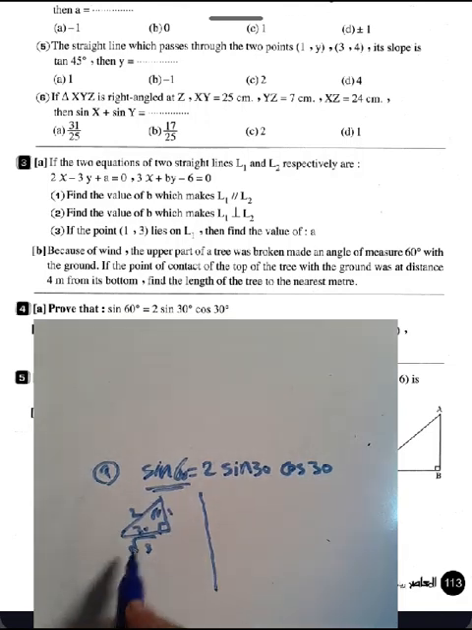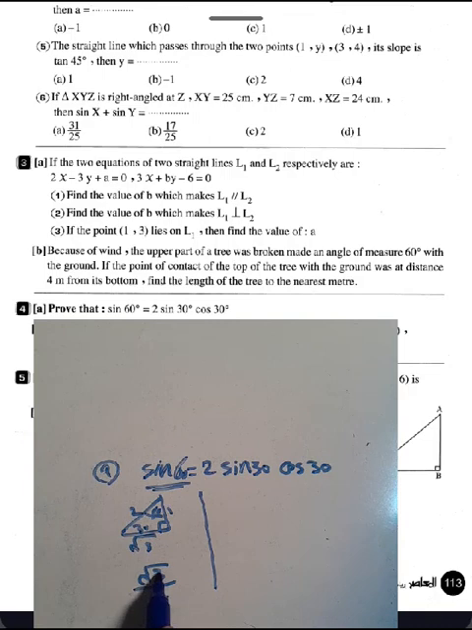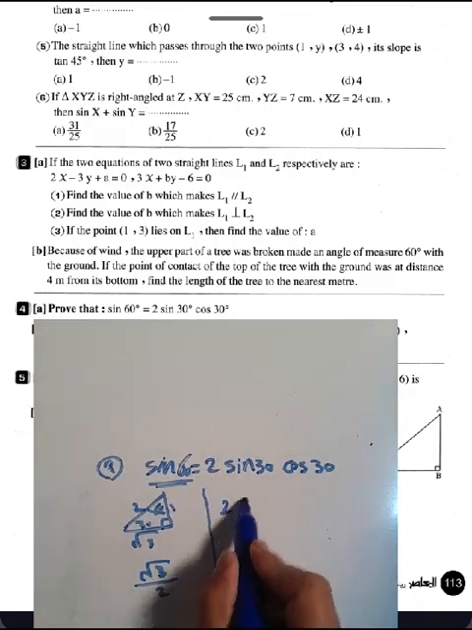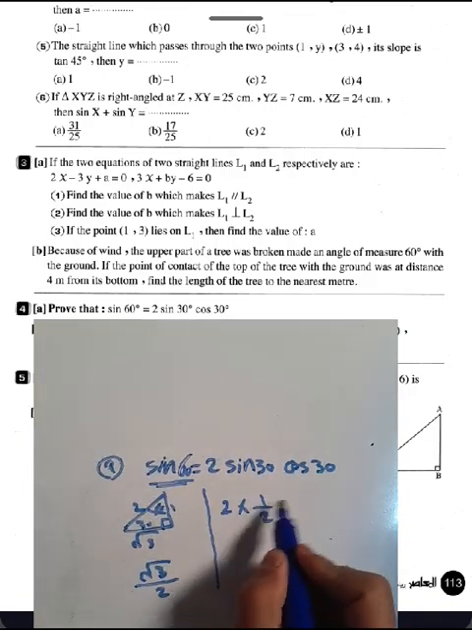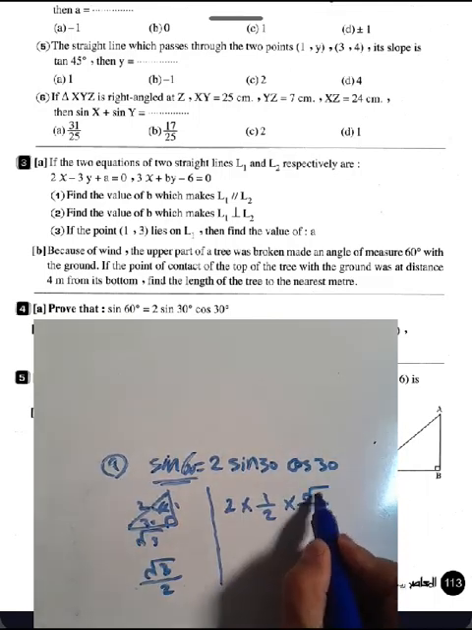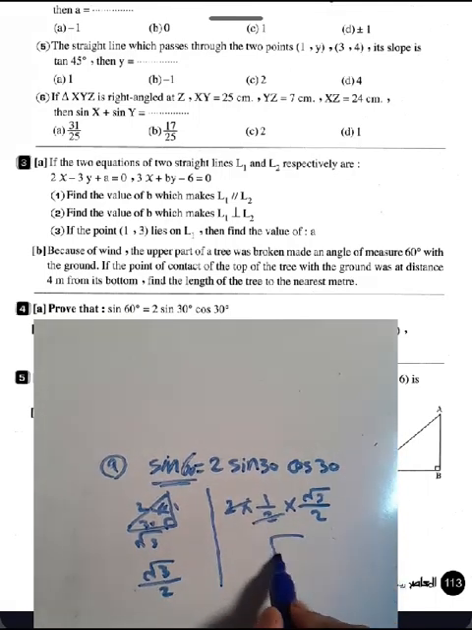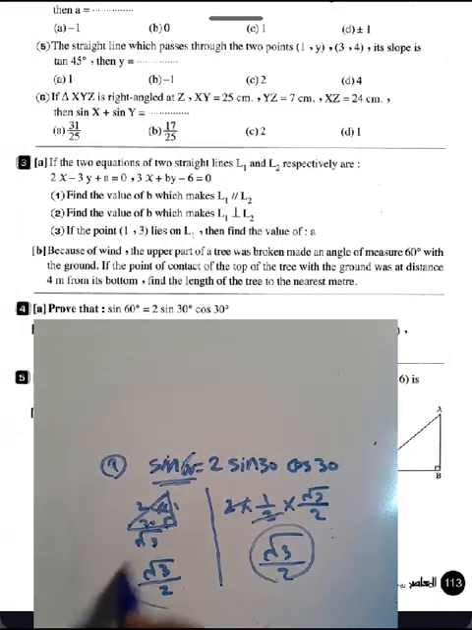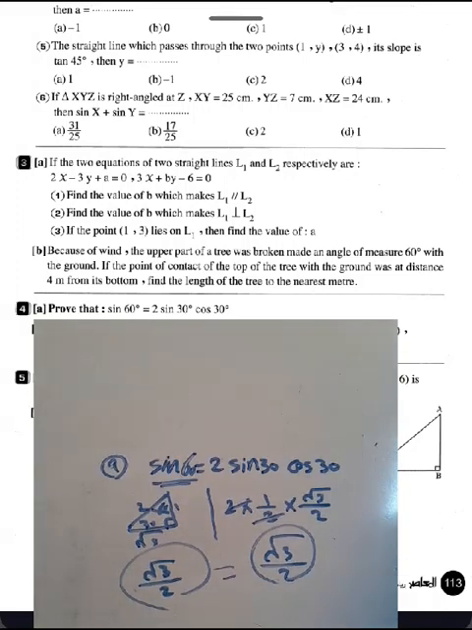Sin 60 is opposite over hypotenuse, so it will be root 3 over 2. And we have here 2 sin 30 cosine 30, which is 2 times half times cosine 30. Cosine 30 is adjacent over hypotenuse, root 3 over 2. Cancel 2 by 2, and the result is root 3 over 2. There is equality, so the left hand side equals the right hand side.